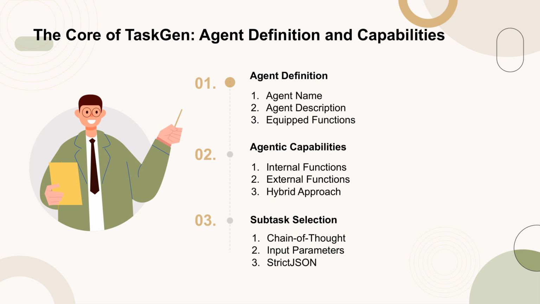The core of TaskGen revolves around the definition of an agent, which includes an agent name, a detailed agent description, and a list of equipped functions. These functions can be either internal, which use an LLM for processing, or external, which utilize Python functions for more reliable tasks. The agent's ability to choose the next subtask is crucial, achieved through a two-step process involving chain-of-thought prompting for subtask selection and StrictJSON for input parameter validation.